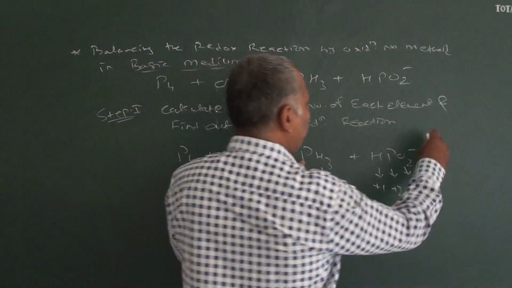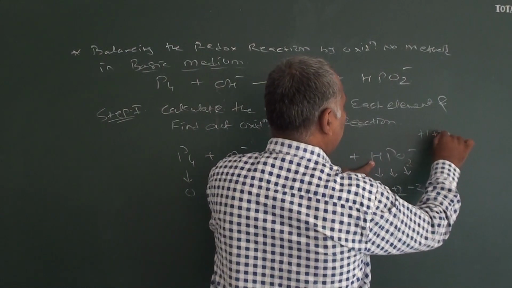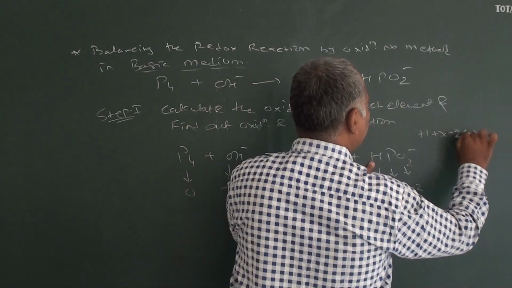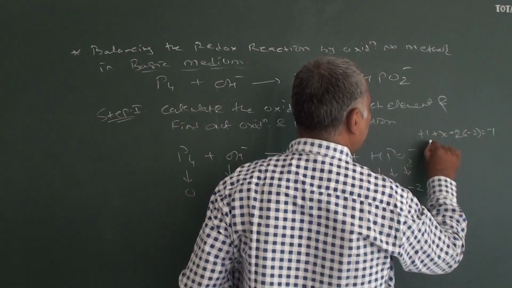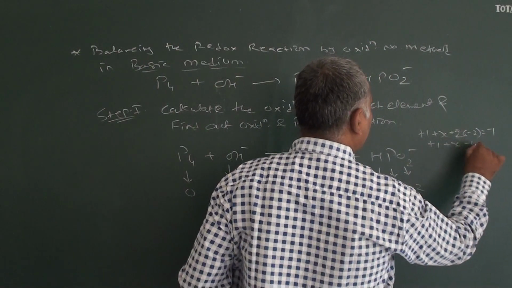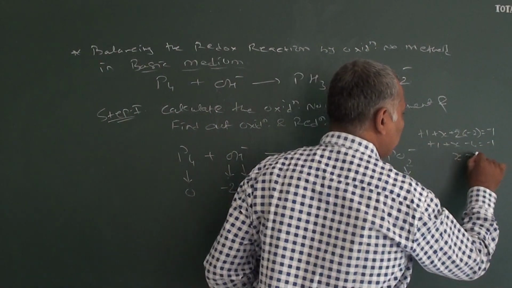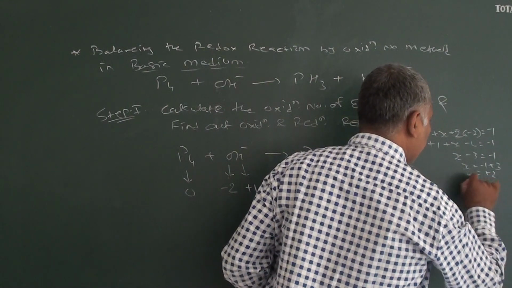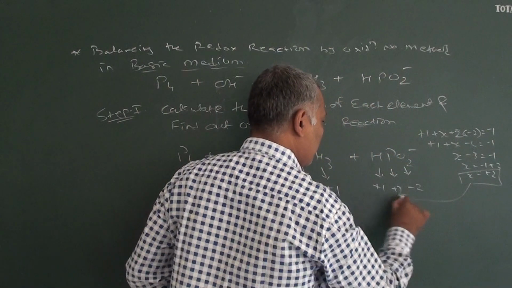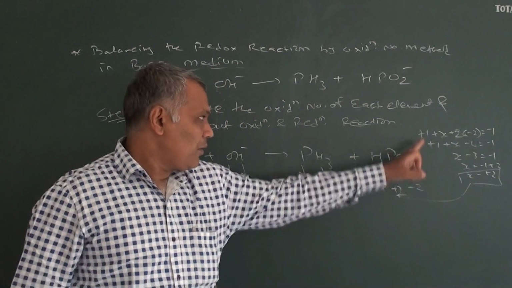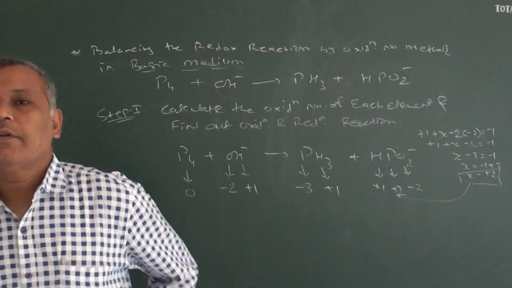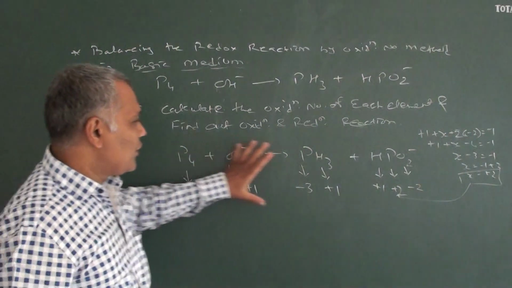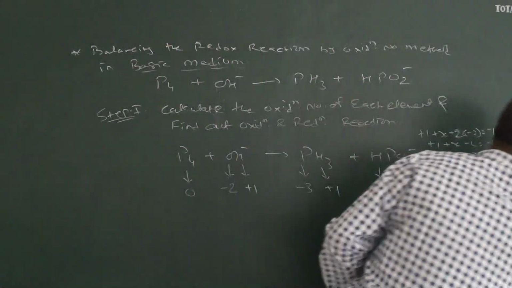If necessary, you can calculate it like this: plus 1 x 2 into minus 2 equals minus 1. Right? You can calculate it. We have already studied in our lecture how to calculate the oxidation numbers, right? So for each and every element I got the oxidation number. Okay.